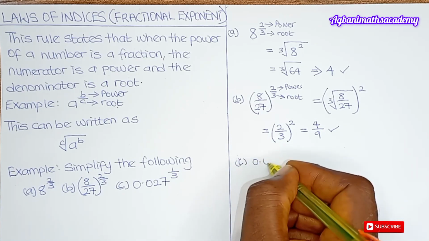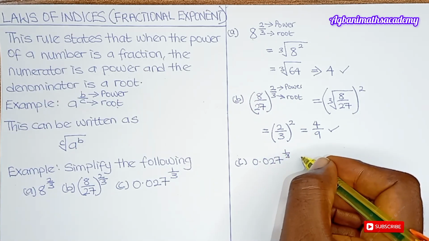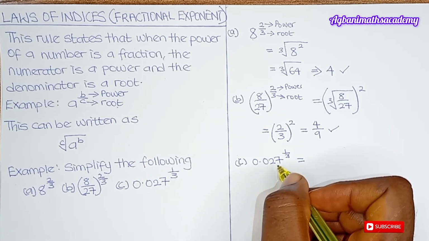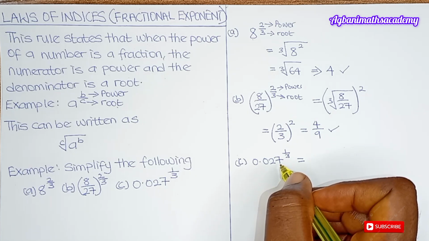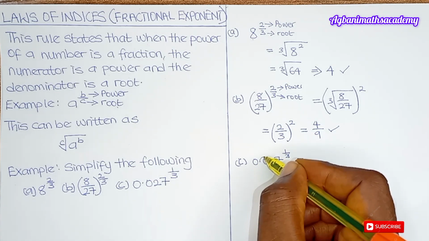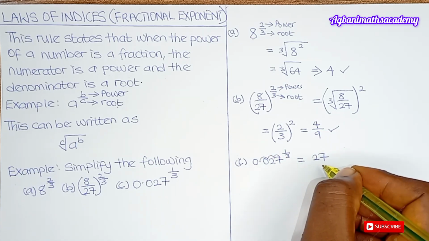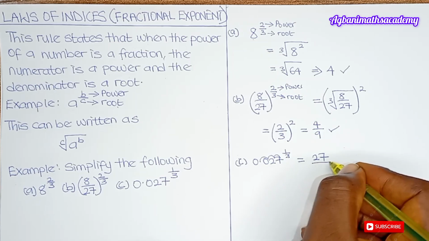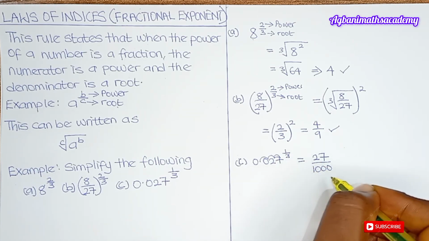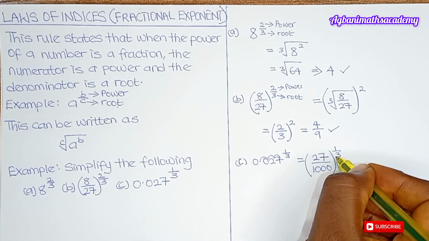Okay, so let's go to the last question for this tutorial. We have 0.027 to the power of 1 all over 3. Observing this question, we can see that this is a decimal. So for us to continue solving, the first thing we need to do is convert from decimal to fraction. So we move the decimal point 3 times, 1, 2, 3. So this becomes 27. But since we moved it 3 times, we are going to divide by 1,000, a 0 for each step we moved. So we have 27 over 1,000 to the power of 1 all over 3.